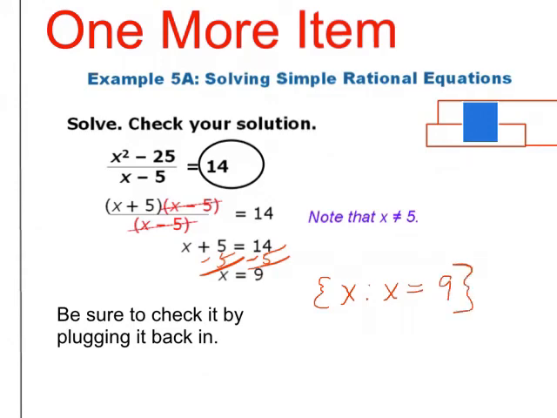Now, one other thing I would recommend doing, because you want to make sure none of your answers are extraneous, is to take that 9 and plug it back in for x up here and simplify it to make sure it works. So let's see, I have 9 squared minus 25 divided by 9 minus 5. And if that gives us 14, we're good. Well, let's see, 81 minus 25, then we divide by 4. Yep, that does equal 14, so we are okay.